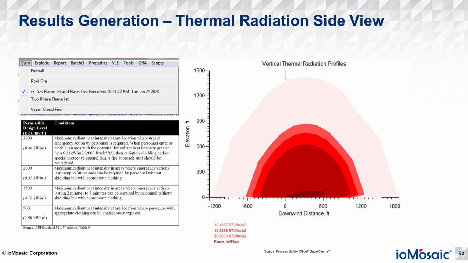Okay, so you can just see it here. And then we have the 4 different thermal damage criteria being reported as well. So this is looking at our jet fire from the side. So we can really visualize how far the impact zones go.